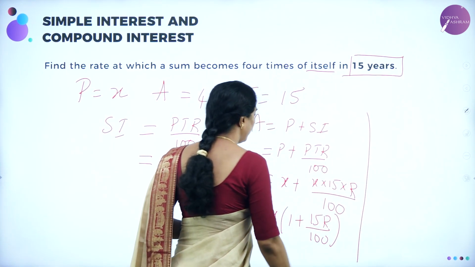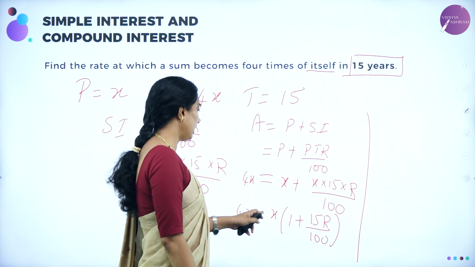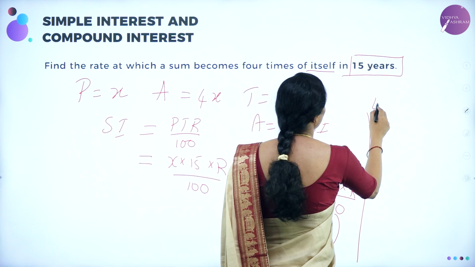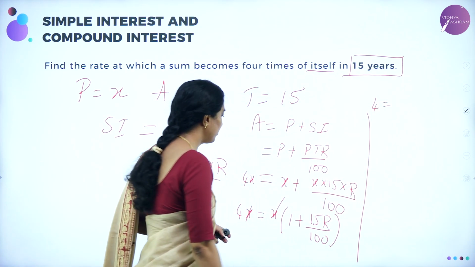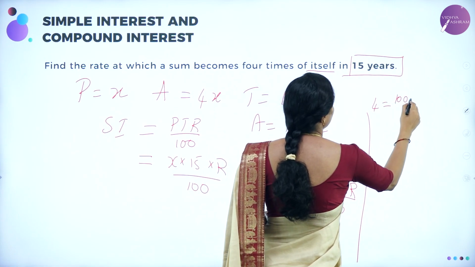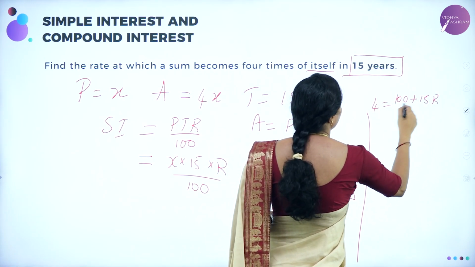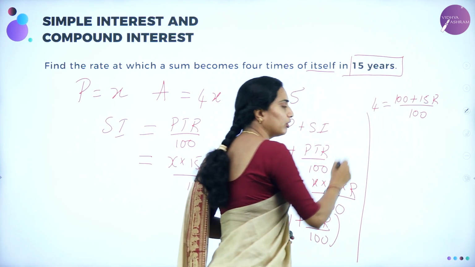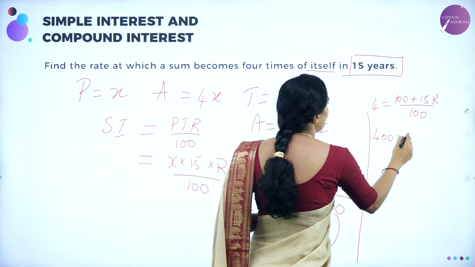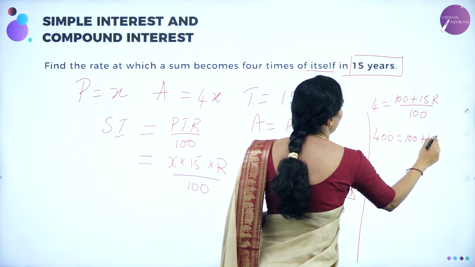So the answer you are going to get for this one, 4x, the x will get cancelled. So therefore, you are going to have 4 is equal to 100 into 1 is 100, 100 plus 15r divided by 100. Now you can cross multiply 100 to that side. 4 into 100 is 400 is equal to 100 plus 15r.